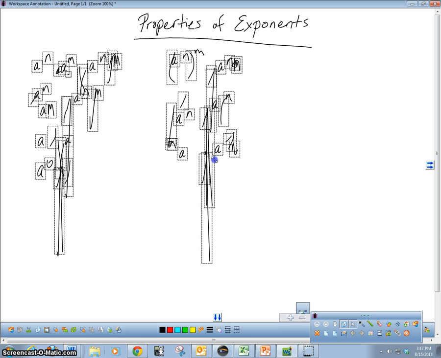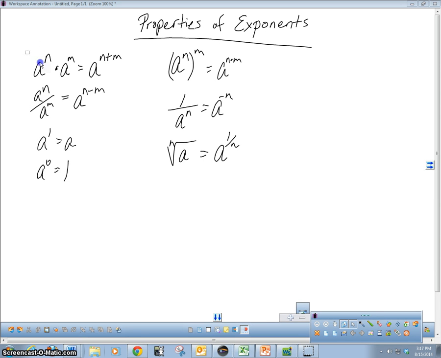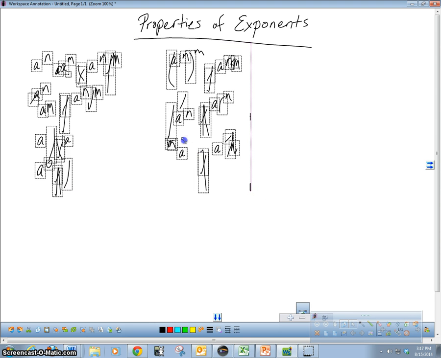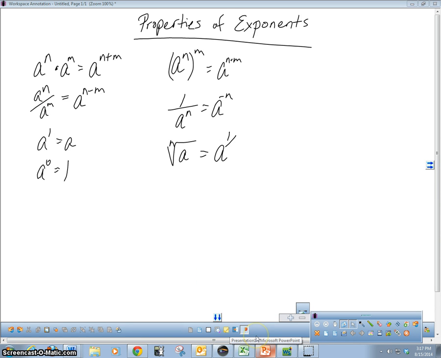Okay, so let me see if I can shrink this a bit. Oop, that's not what I want to do. Let's try this again. Wow, did that not work or what? Okay, so we're just going to have to keep them at this size. I was going to try to make them smaller so that we can see here.